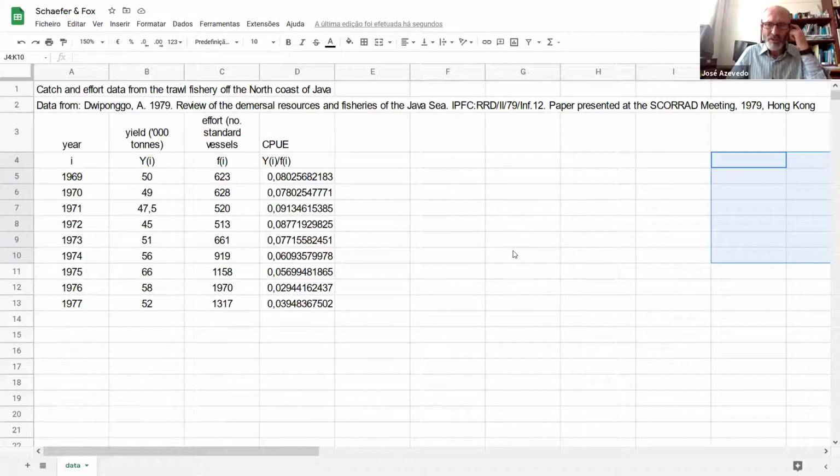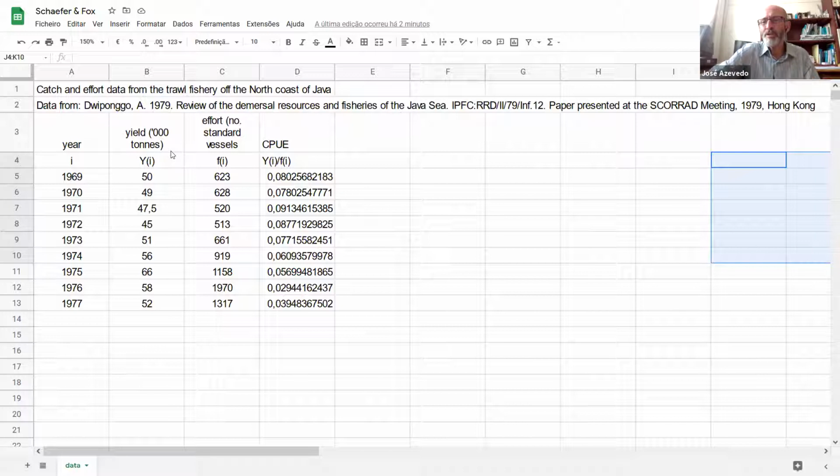So let me share the screen now. You have access to this data set from the presentation I just showed you, and there will also be a link to it in Moodle. And I'm going to go through this with you right now. So basically what you have is the yield from a given fishery in 1,000 tons, and for the same year the corresponding effort.